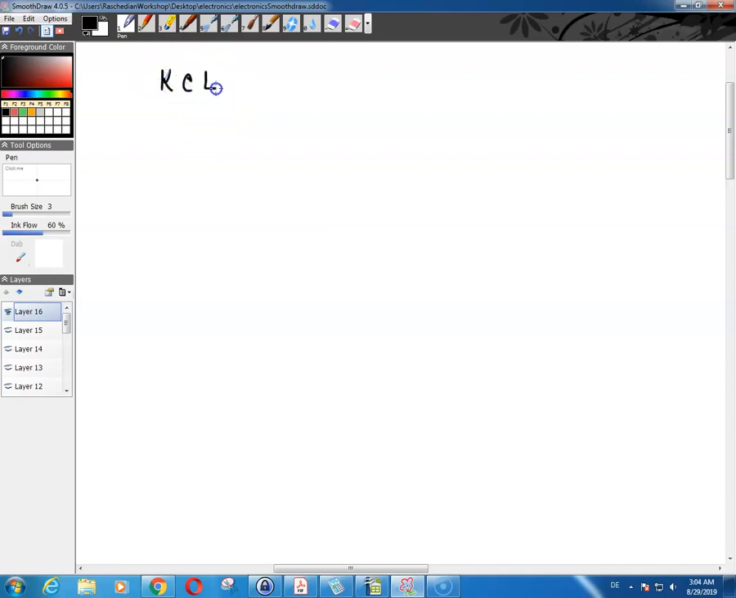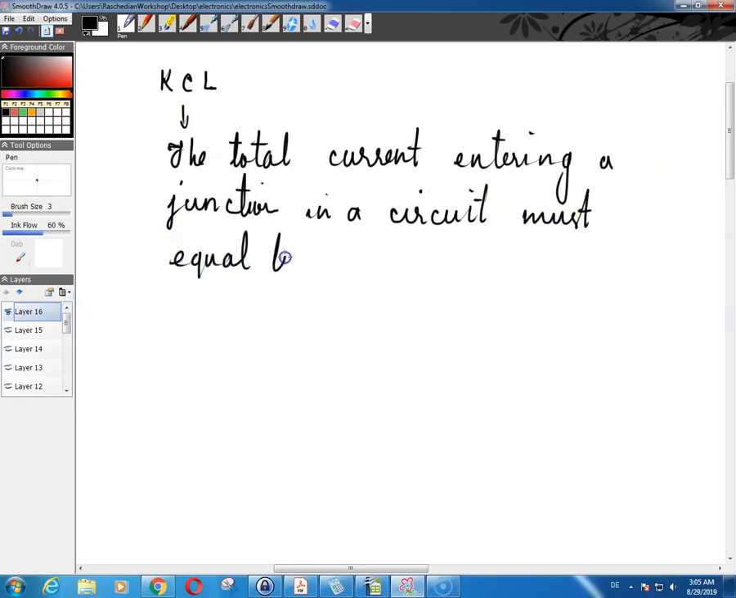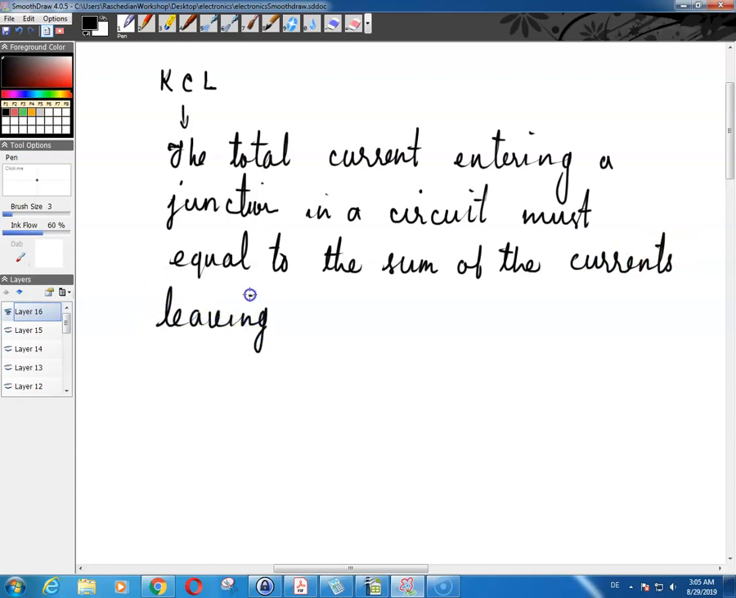So the Kirchhoff's current law basically simply states that the total current entering a junction in a circuit must equal the sum of the currents leaving the junction.